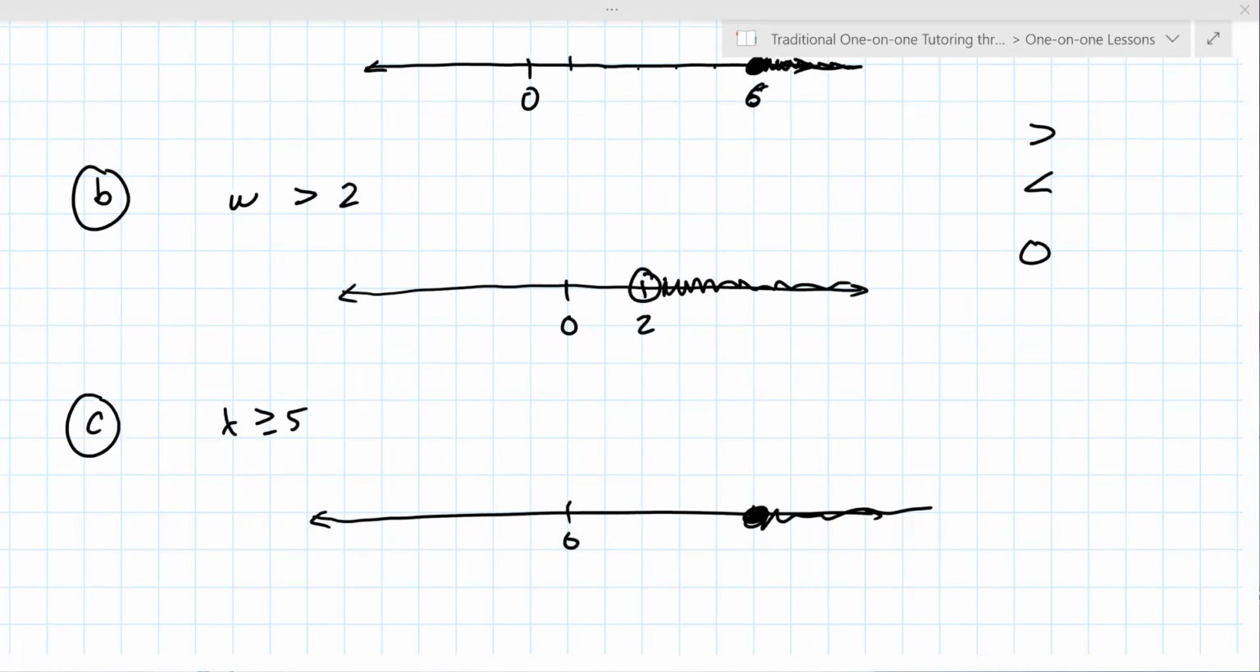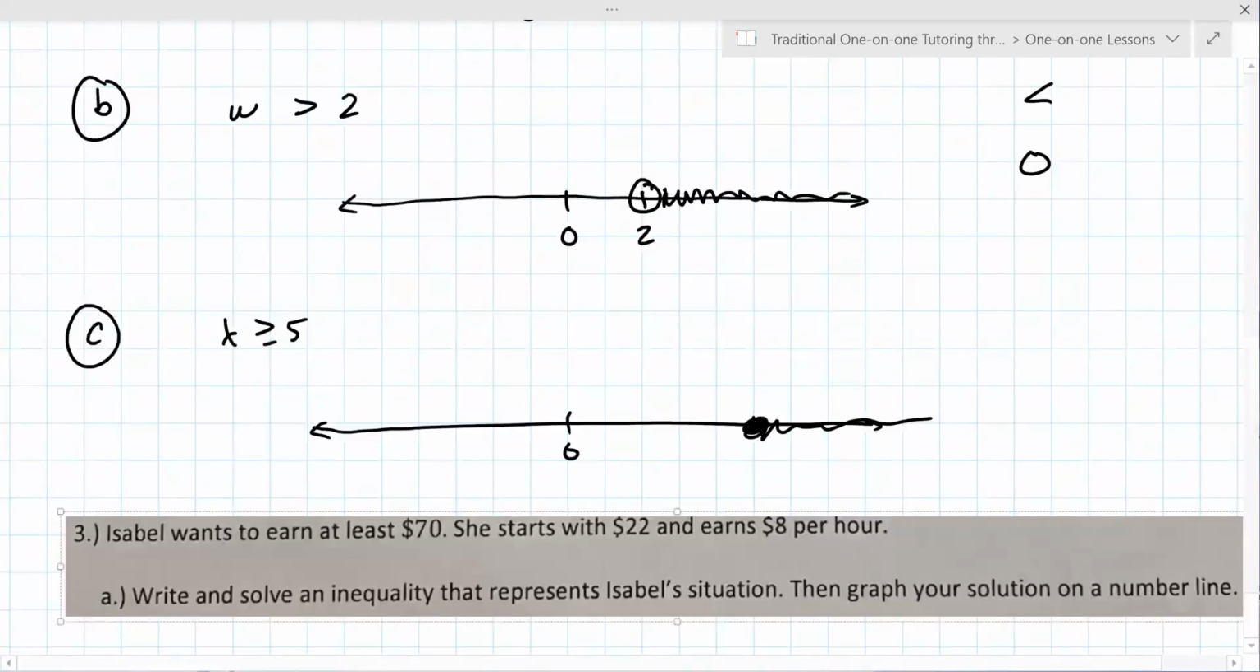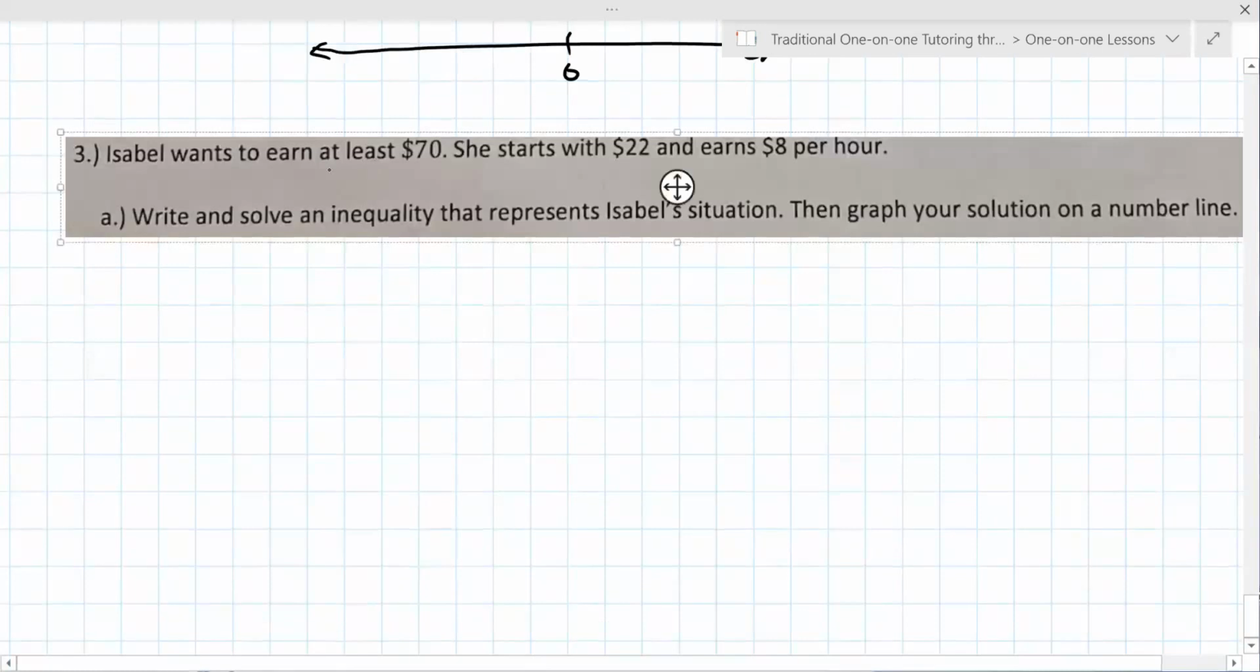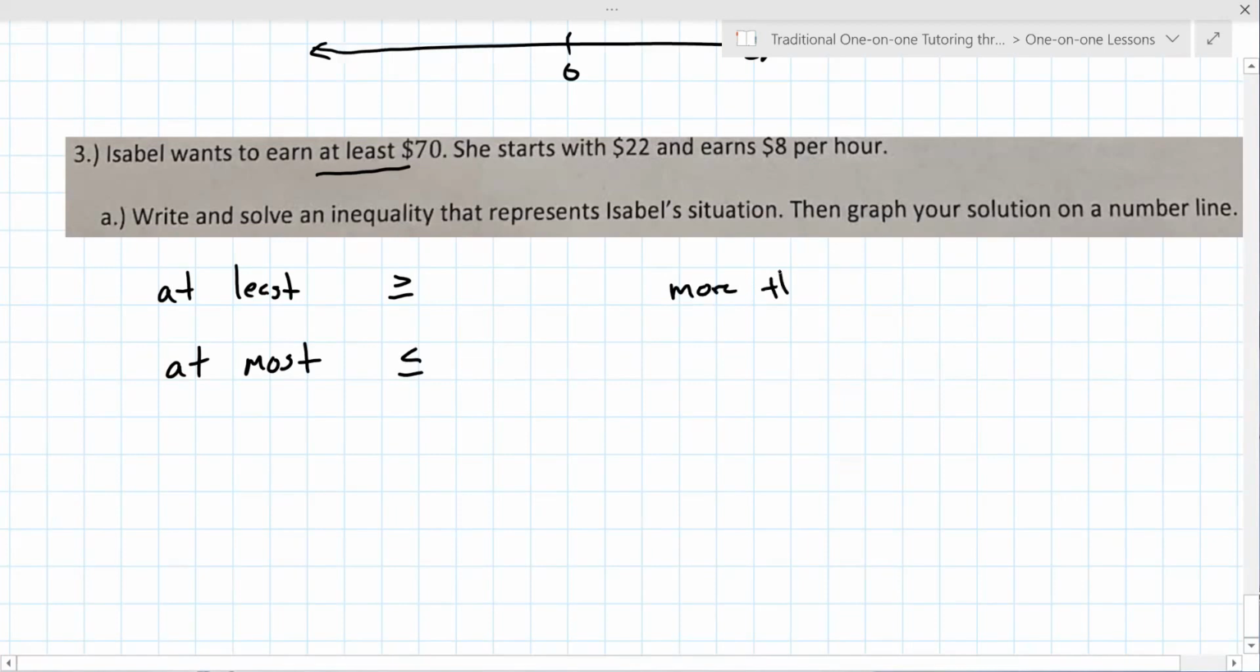All right. So we're going to do 3A. Isabel wants to earn at least $70. So the word at least is this symbol. Greater than, less than. At most, you might see that as less than or equal to. If you see more than, it's that one. Less than, it's this one.